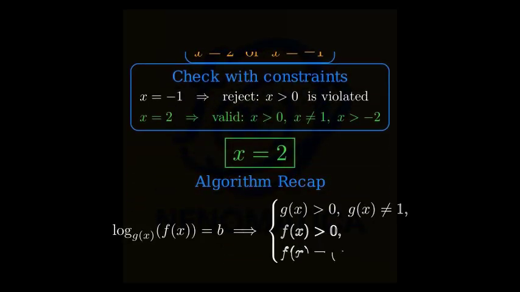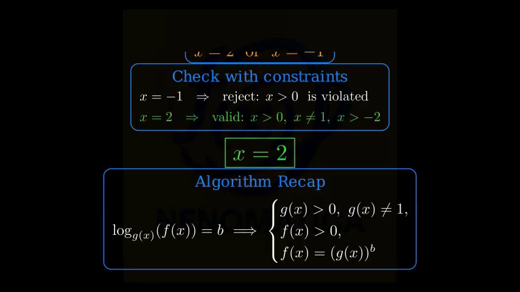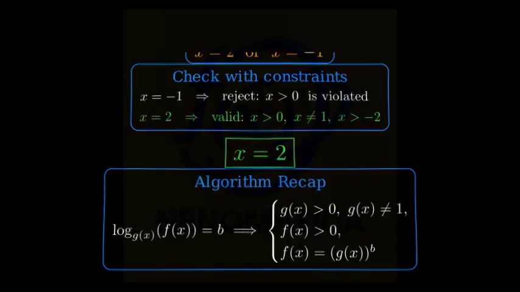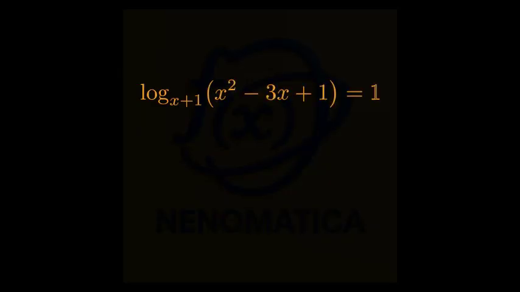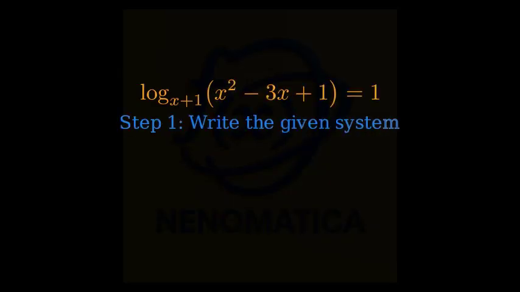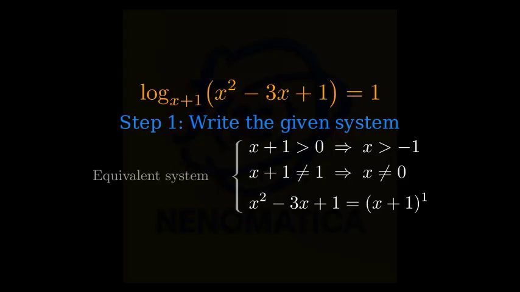Recap card. For log base g of f equals b: base positive, base not 1, argument positive, and f of x equals g of x to the b. Here is the problem. Step 1. Write the equivalent system exactly as shown in the provided solution.